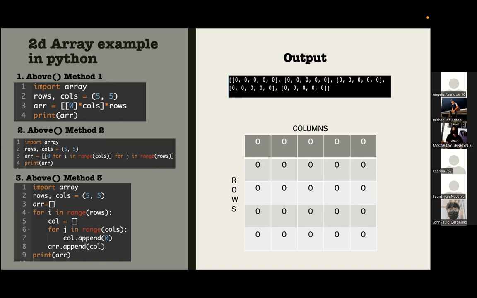Next. Array method 2. Okay. The first thing we will do is import the array again. Then we put the value of rows and cols. Cols is the columns. Then we put the elements inside the parenthesis, 5 and 5.